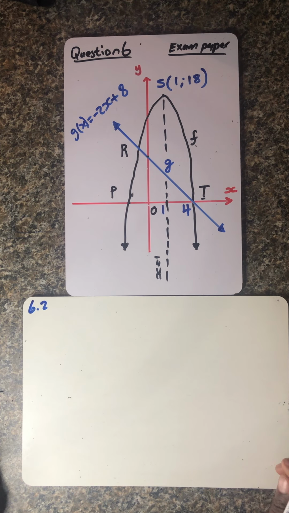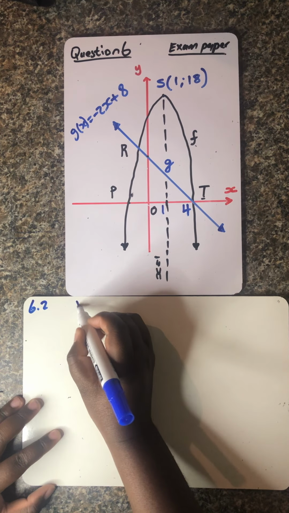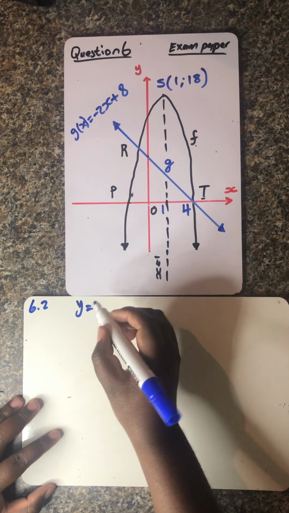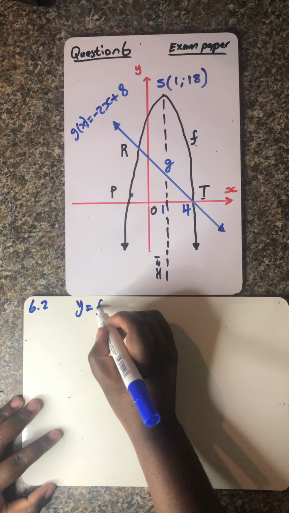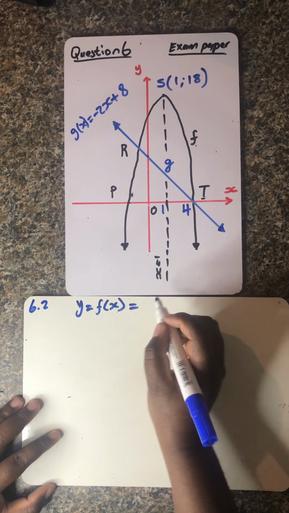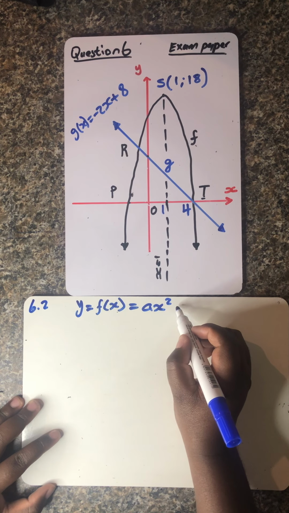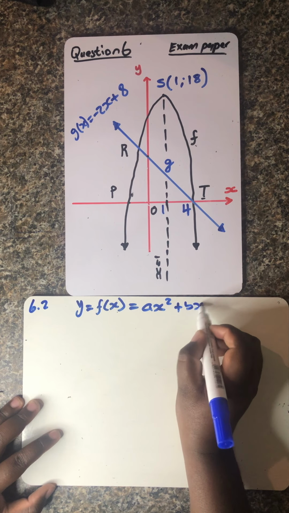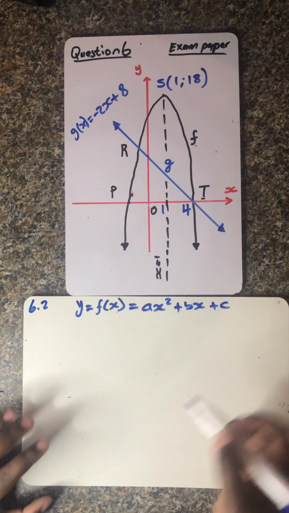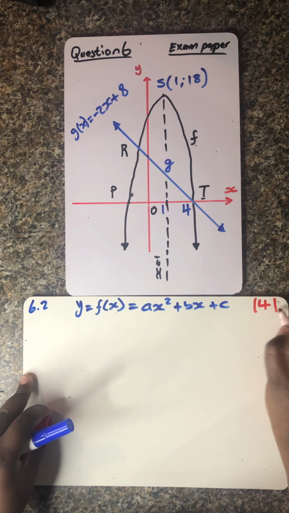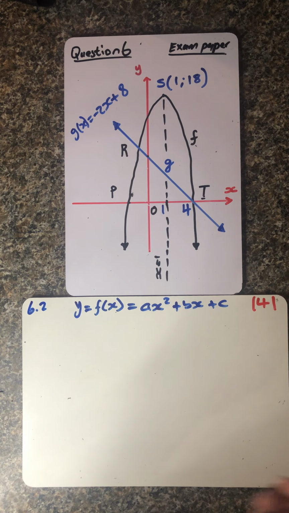So guys, let's determine that graph. Might be a tricky question, but let's see. We know they want it in the form of f of x, or let me just say y equals f of x, which is equal to, we just know we've got ax squared plus bx plus c. This question is allocated 4 marks, which means it's not that complicated. You just need to apply your mind, apply the basics that you know.